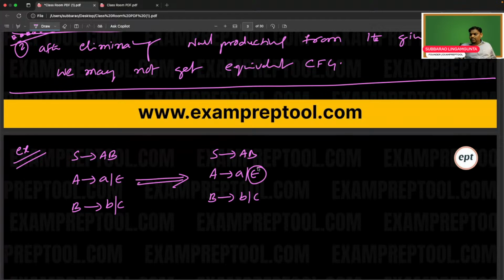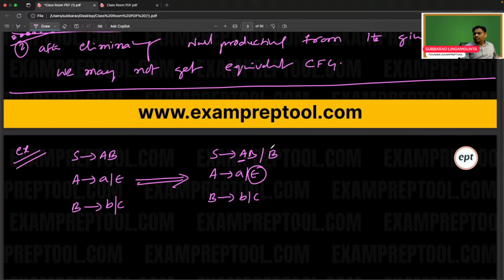First write as it is, the epsilon things you round first. Now what you do is, wherever you see A, because A goes to epsilon, wherever you see capital A on the right hand side of the grammar, replace it by epsilon. Capital A there, replace by epsilon. So B there. Right hand side of the grammar, wherever you see capital A, replace by epsilon.